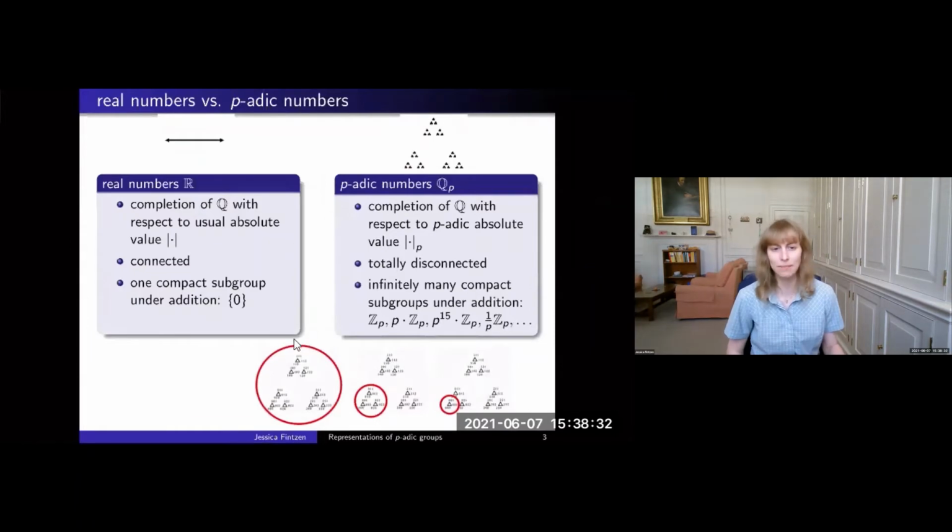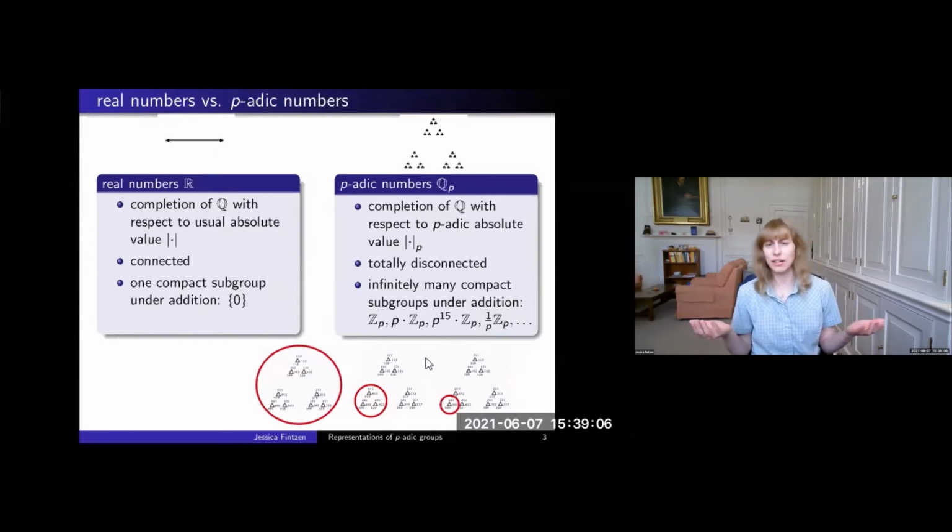Because, for example, the p-adic integers themselves inside the p-adic numbers are a compact subgroup, because that's the fractal we drew here, so it's something compact. Or if you look at p times Z_p, which corresponds to all these smaller triangles, or p squared times Z_p, or p to the 15 times Z_p, all these are compact open subgroups. So there are a lot of compact open subgroups, and they even form a basis of neighborhoods. And that's what makes these p-adic numbers so different and so interesting.